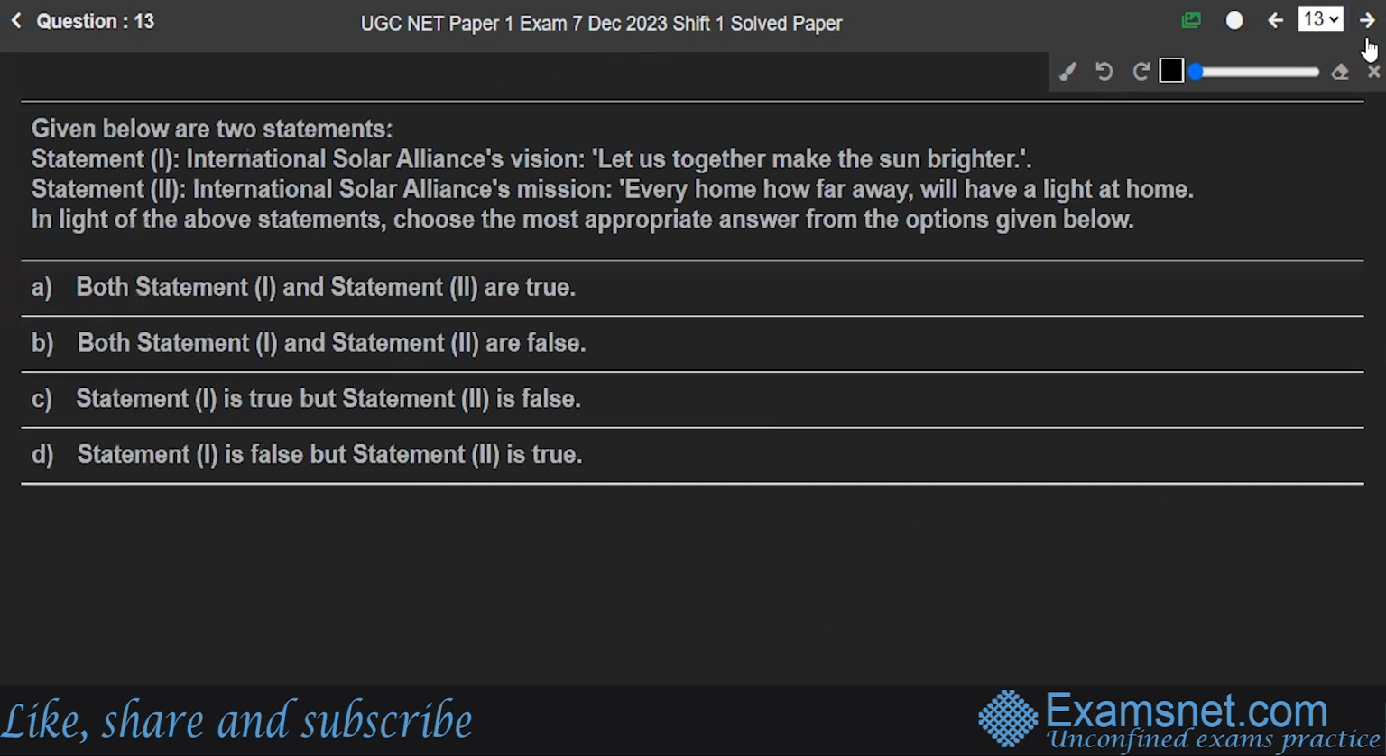Hope you understood this. Next is question number 13. You are given two statements. Let's see which one is true and which one is false. The first statement says the International Solar Alliance vision: let us together make the sun brighter. This is the vision of statement one. This is the vision of the International Solar Alliance, that is ISA. This is an intergovernmental organization that was formed in 2015 by India and France.